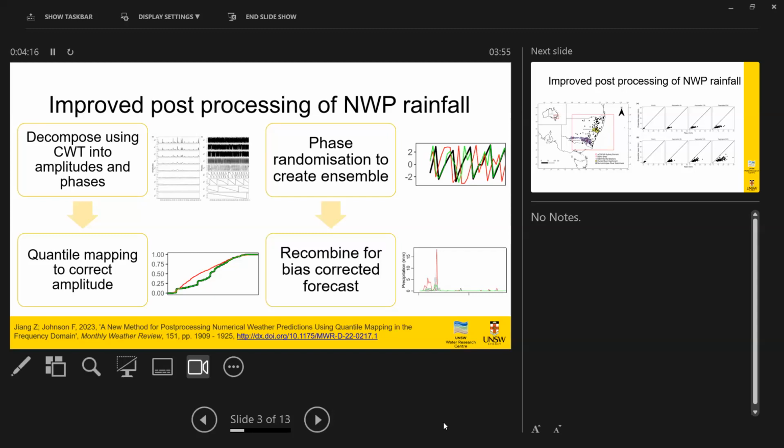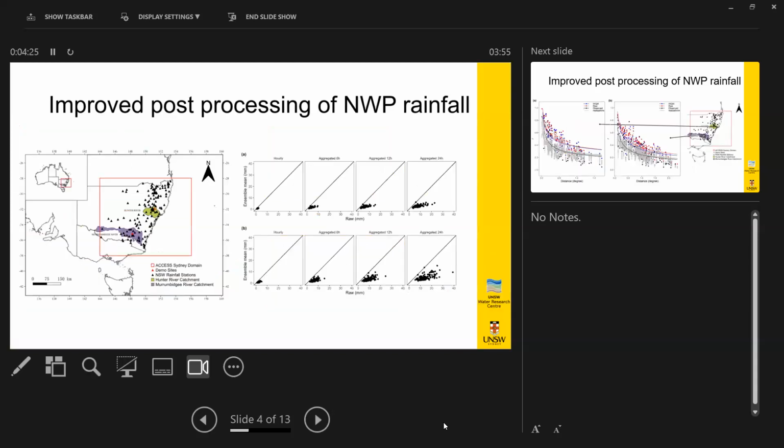And so I suggest to read the paper if you want more of the details here. I'm just sticking with the big picture. But what we can see is when we applied this over New South Wales, the floods in Lismore up here in the northern rivers, we get large reductions in our root mean square error over a range of times. So we're correcting the hourly rainfall, but because we're aggregating, because we're looking at the spectrum, when we aggregate to 6 hours and 12 hours and 24 hours, we also see improvements.